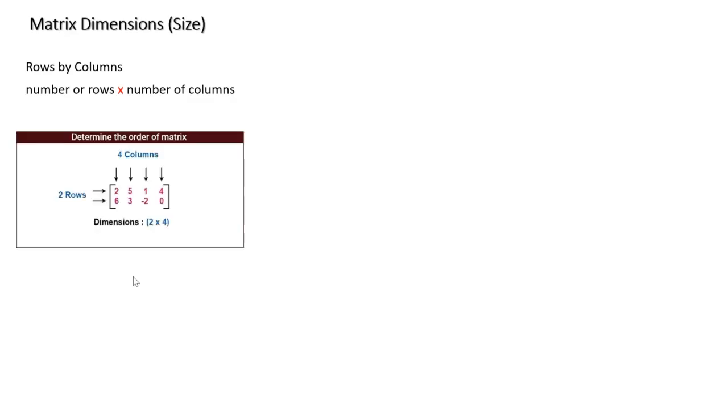Okay, now matrix dimensions. This is called the size of a matrix. It's going to be rows by columns, the number of rows times the number of columns. For example, this is a 2 by 4 matrix because you have 2 rows and you have 4 columns.